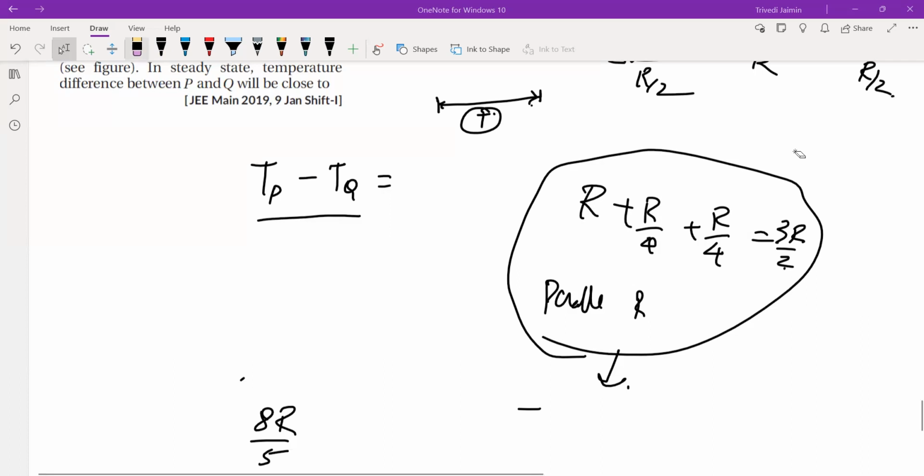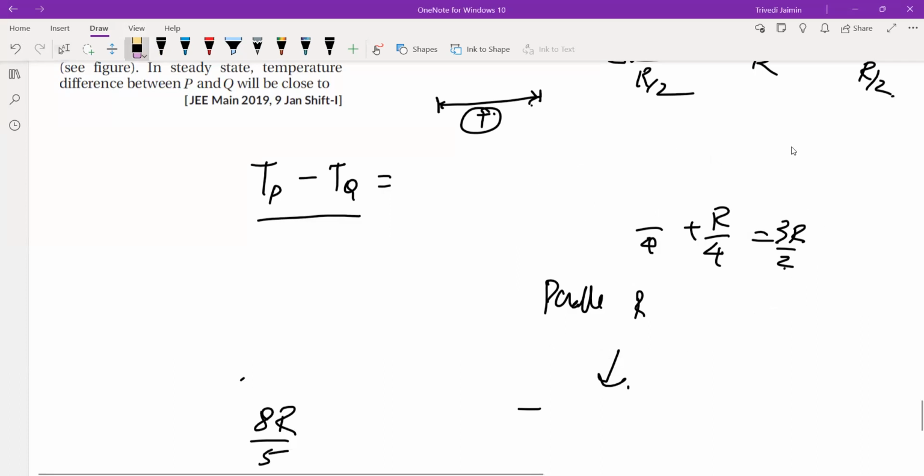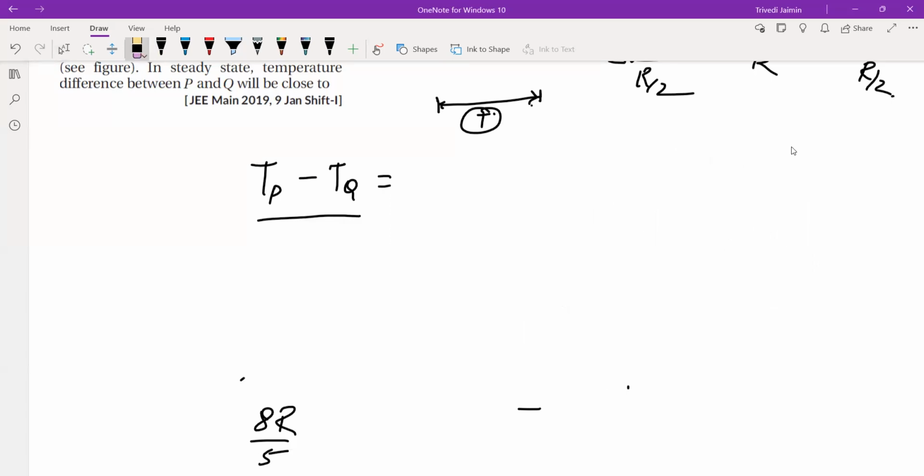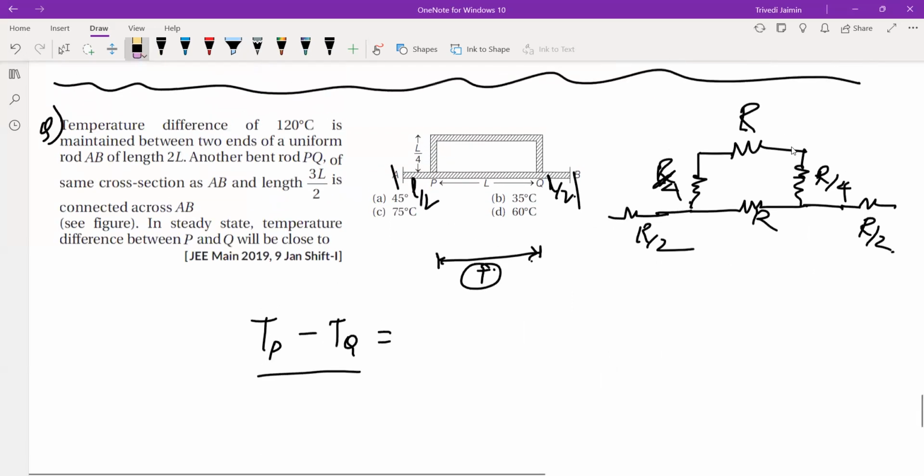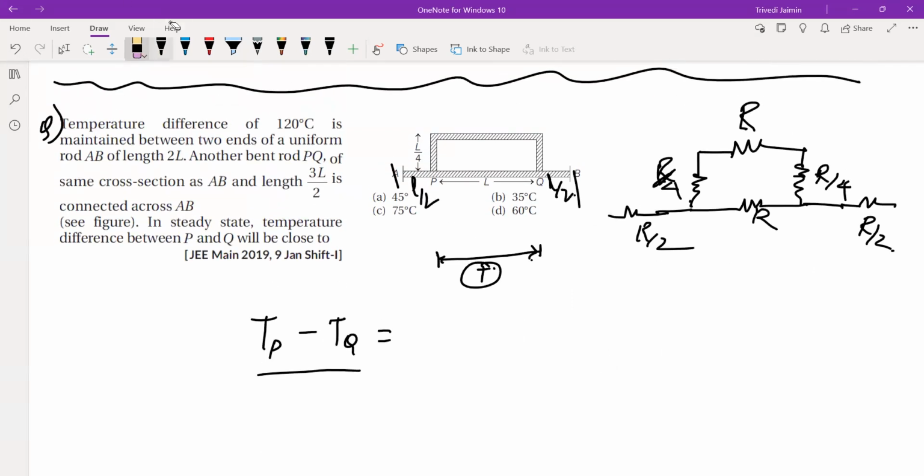Okay, just write here directly. We got 8R by 5. I'll just write this. So this net resistance is 8R by 5.